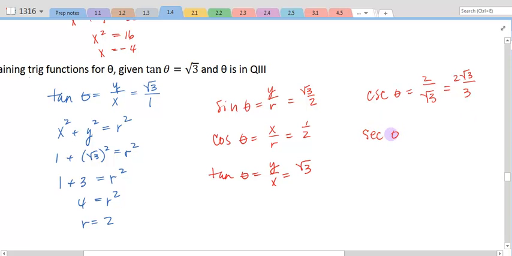Secant of theta is the reciprocal of 1/2, so that's 2. And cotangent of theta is the reciprocal of the square root of 3, or the square root of 3 over 1, and so we have 1 over the square root of 3, but you must rationalize the denominator, and therefore I end up with the square root of 3 over 3. And that's how we would find those 5 remaining functions.